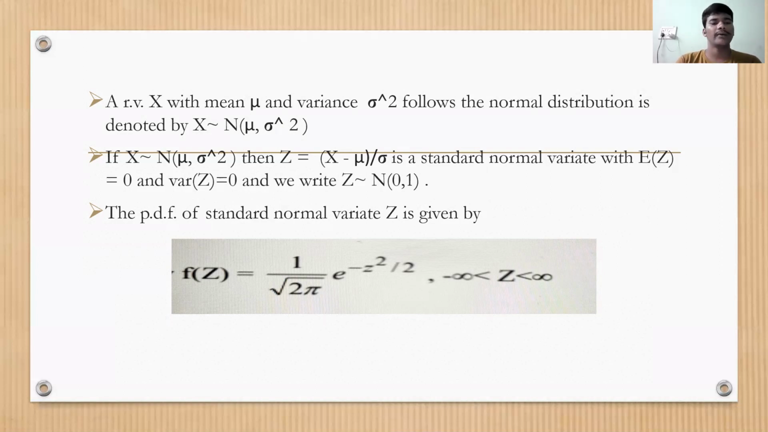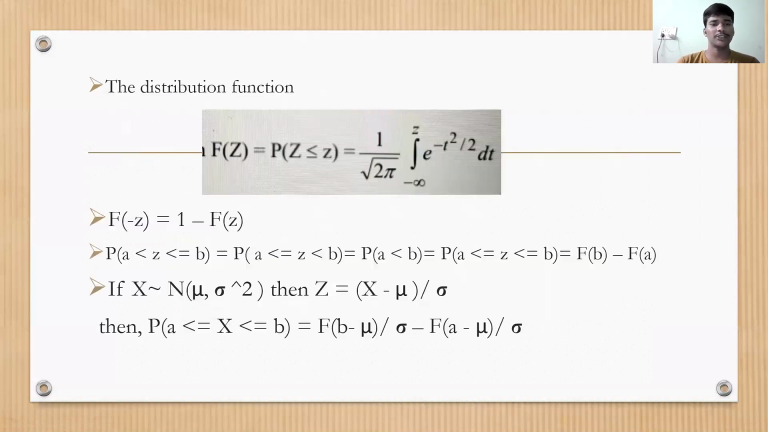Now the PDF. Generally, the formula for f of z is given by 1 by root over 2 pi into e power minus z square by 2, where z is defined everywhere. Now the distribution function F of z can also be calculated by 1 by root 2 pi into the integral from minus infinity to z of e power minus t square by 2 dt, which can also be said as P of Z less than or equal to z.